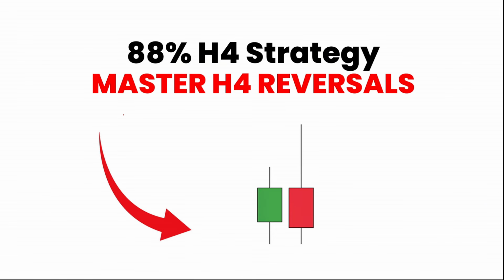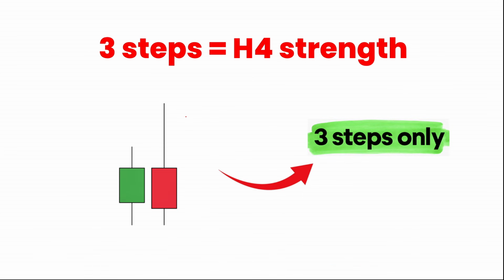This strategy can give you consistency if you are able to repeat the rules over and over. This is the 88% H4 strategy, where we are going to master the H4 reversals. You only need 3 steps: 1, the H4 strength candle, 2, the fib entry, and 3, the exit. It's easy to understand, so just stay with me as I review the 3 steps that you need.